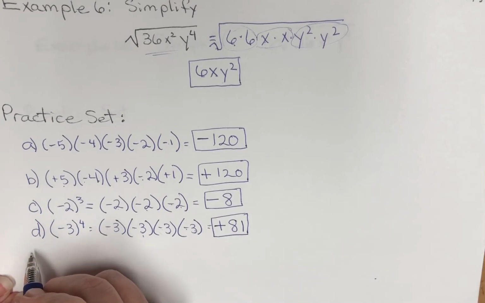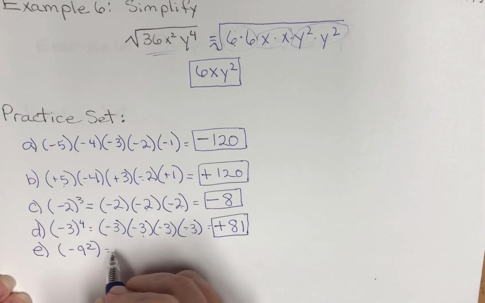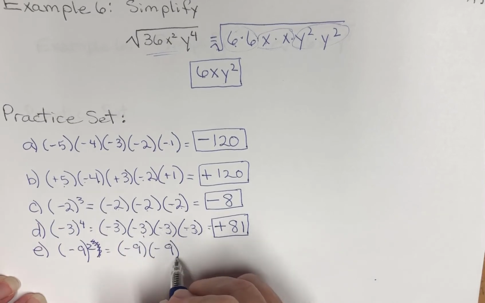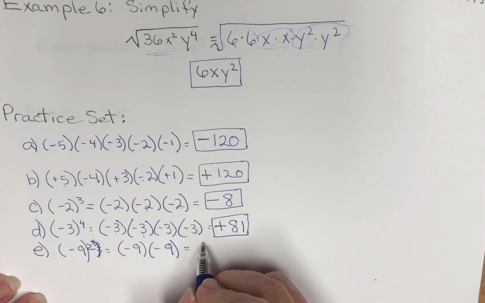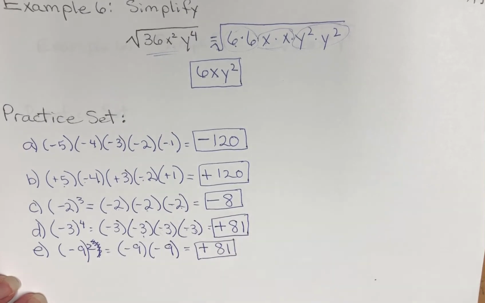Okay, let's look at E. E is -9 squared. That means I have -9. Whoops, I put that in the wrong side. -9 times -9. I have two of them. So there's two negative signs. That means my answer is going to be positive. 9 times 9 is positive 81.